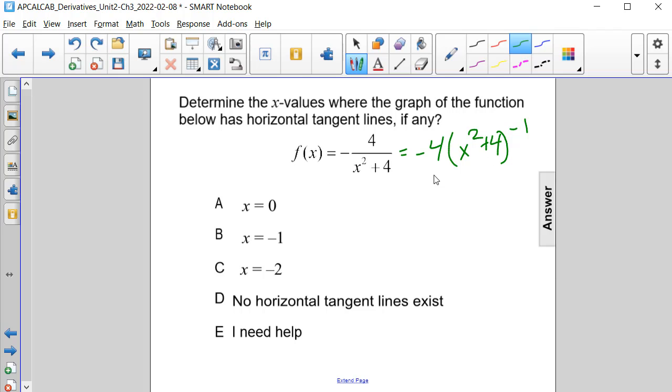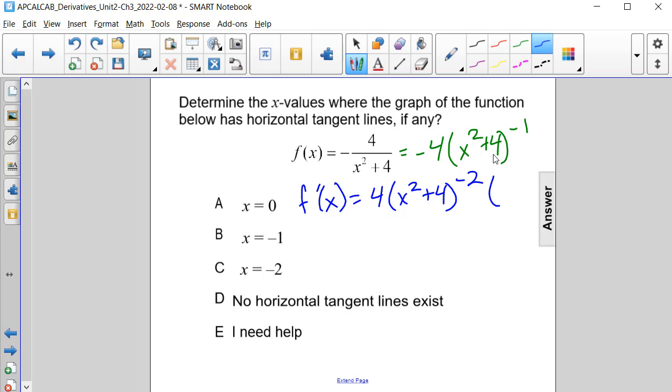This way, when we calculate the derivative, we can use the power rule and chain rule instead of the quotient rule. In other words, it's a little less work. So let's actually figure out what f prime of x is going to be. It's going to be negative 4 times negative 1, which is positive 4, times x squared plus 4 raised to the negative second power, because negative 1 minus 1 is negative 2.